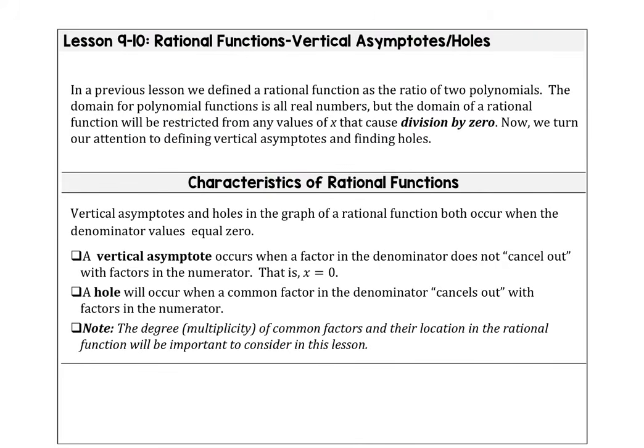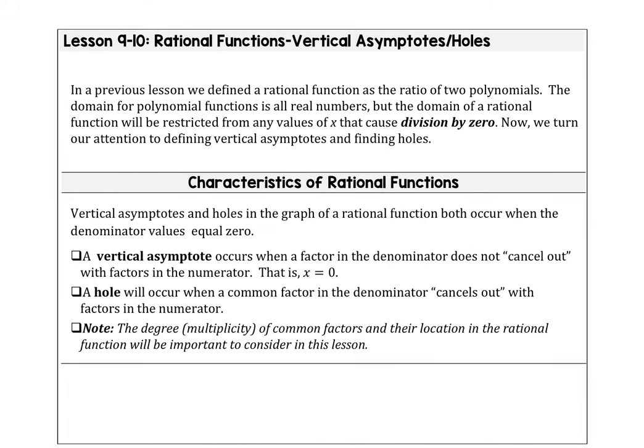In our last lesson, we talked about rational functions as the ratio of two polynomials. And we talked about division by 0, what caused that, restrictions from the denominator. Today we're going to turn our attention to looking at vertical asymptotes and finding holes in the graph.